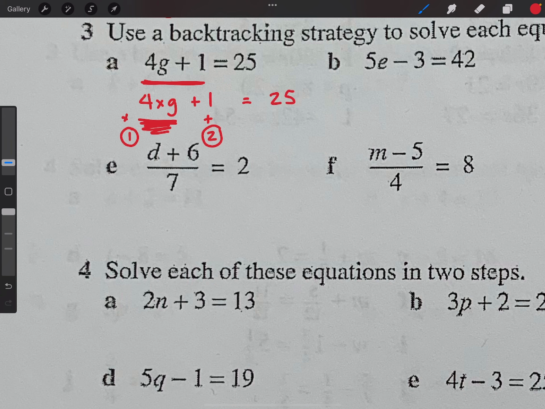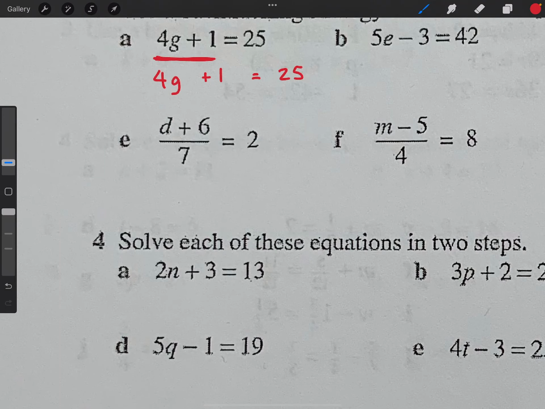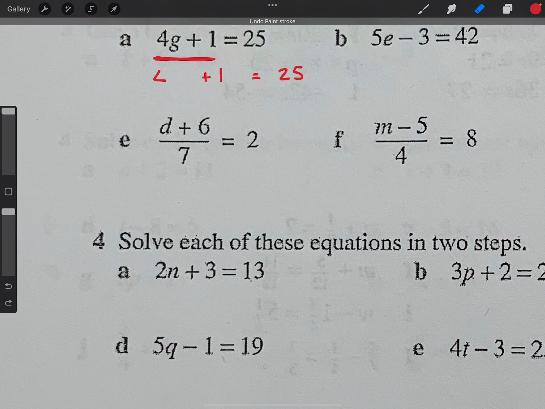So the backtracking strategy is we're going to do things backwards. Instead of doing the multiply first, we're going to deal with the adding first. So before we added 1, what did we get? 4g plus 1. Okay, so how do I explain this? The last thing that occurred on the left-hand side was the add 1, right? So we're going to deal with that plus 1. We're going to take away 1.